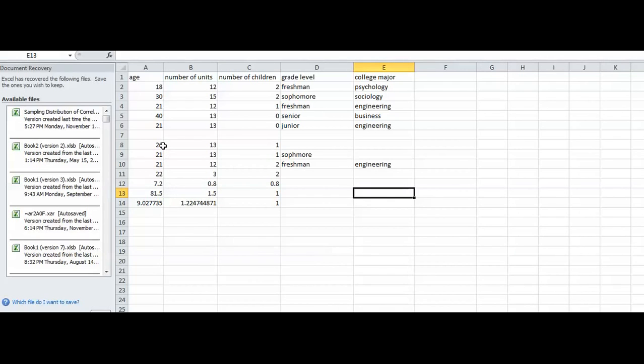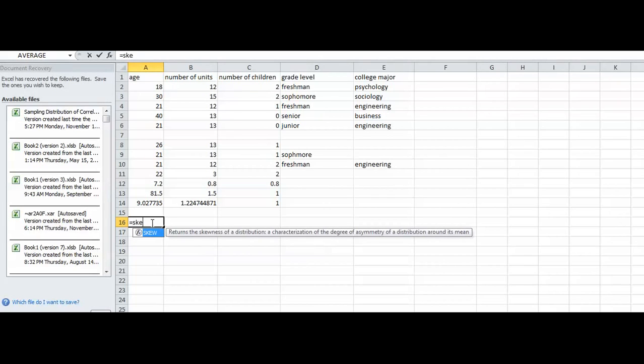Remember, I calculated the mean, median, and mode, and the measures of dispersion. I can also calculate skewness and kurtosis values for all of the quantitative columns. The qualitative columns don't have skewness and kurtosis. So what I can do here is type in equals SKEW, then highlight the age column, close the parentheses, and I get the skewness of the age column, and it's 1.15, which is a positive skewness.